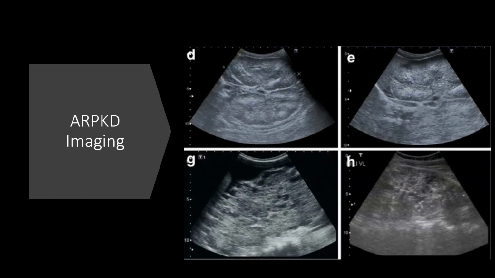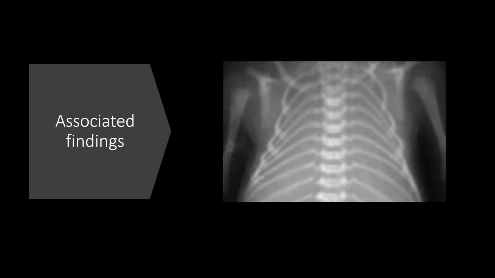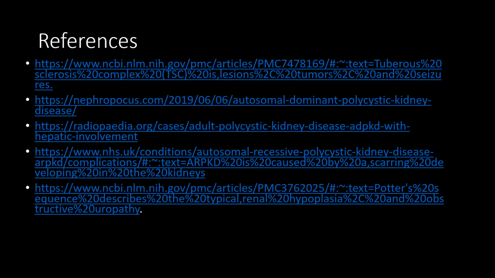This is a series of ultrasound findings of a patient with ARPKD done of babies and young children, which again shows dilation of the collecting ducts. This is an image of a newborn baby with hypoplastic or underdeveloped lungs in the case of severe oligohydramnios as seen in Potter syndrome.